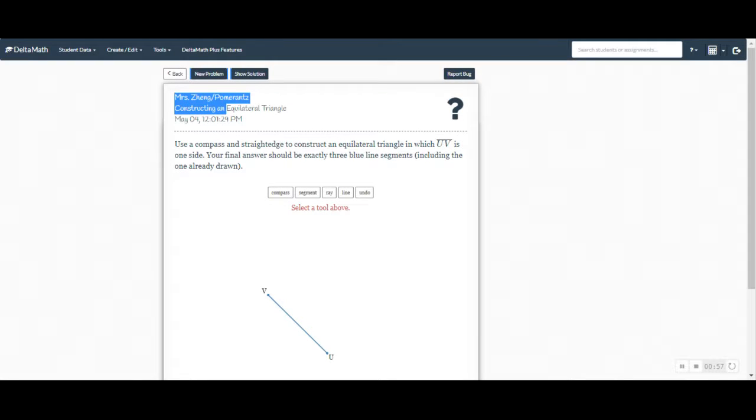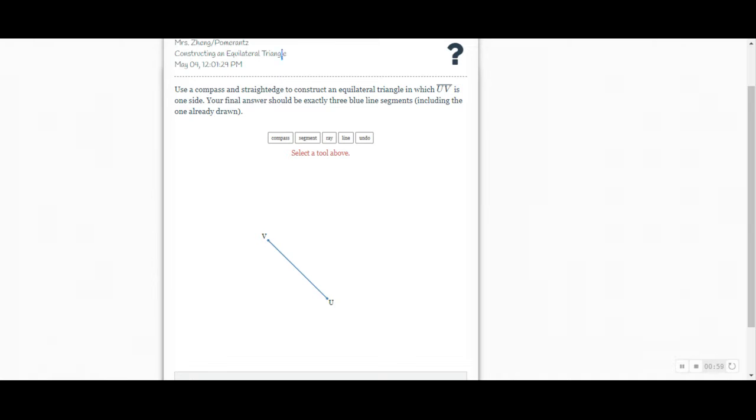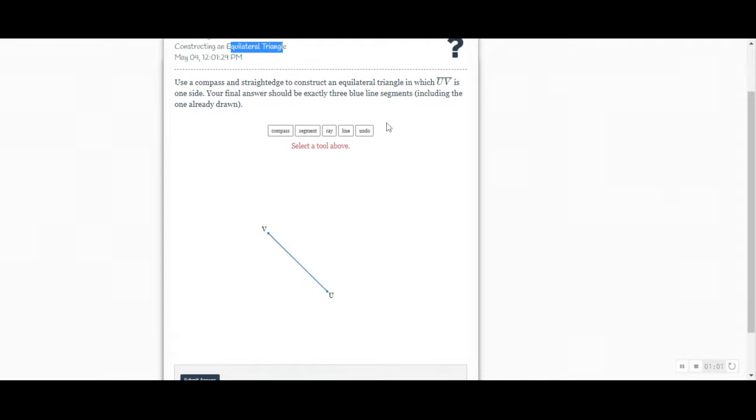Equilateral triangle, whoopsies, okay? Equilateral triangles, meaning that all sides are equal, okay? So let me read the question. Use a compass and a straight edge to construct an equilateral triangle in which line segment UV is one side. Your final answer should be exactly 3 blue line segments, including the one that's already drawn.